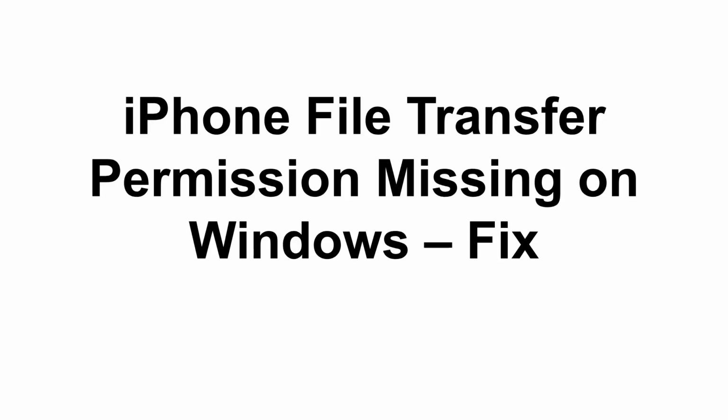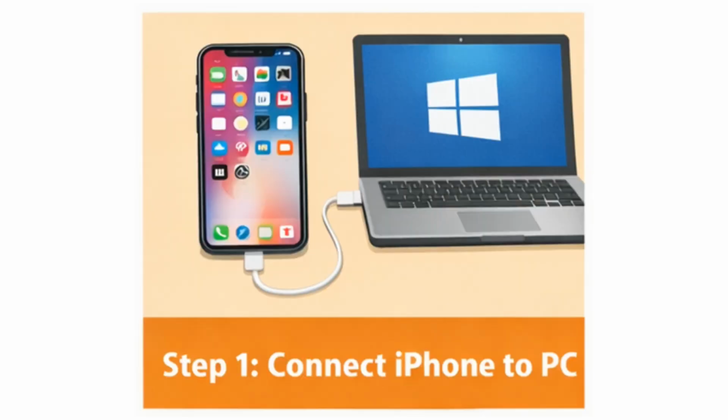iPhone file transfer permission missing on Windows. Fix. Step 1. Connect your iPhone to PC. Use an original or certified USB cable to connect your iPhone to your Windows computer. Make sure the cable is firmly plugged in on both ends.